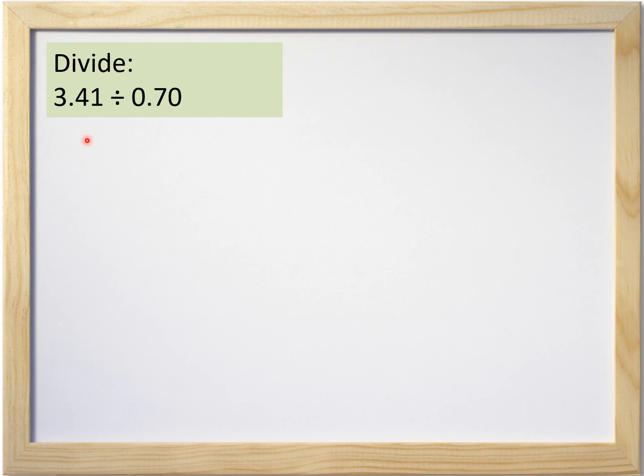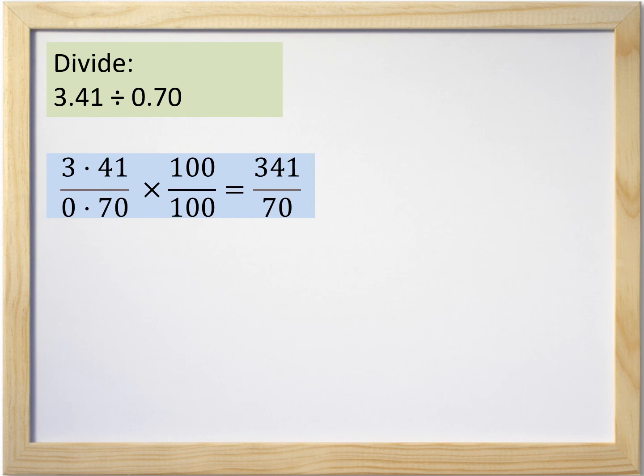Children, let us take another example. Divide 3.41 by 0.70. Then let us see how to do this problem. Now I will arrange this 3.41 divided by 0.70 as a fraction. So 3.41 by 0.70. Now you see in the divisor, children, there are two decimal places. So I want to make this divisor into a whole number. So I will multiply both the numerator and denominator by 100.